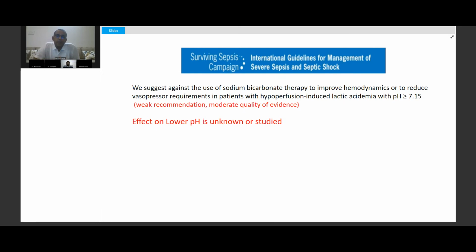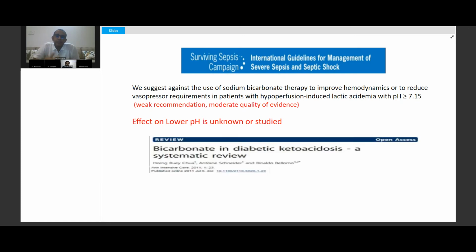And again, in DKA, by giving bicarbonate, you can increase your PCO2, which can harm and cause cerebral edema. The indication for bicarbonate in DKA is when you have a severe hyperkalemia, or when you have a point where you think the pH is so low that you're unresponsive to vasopressors.